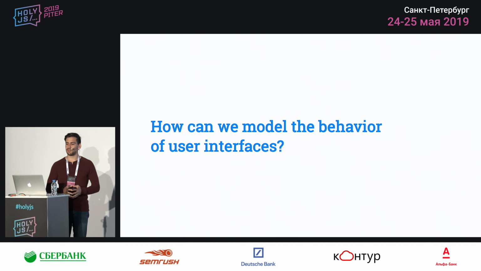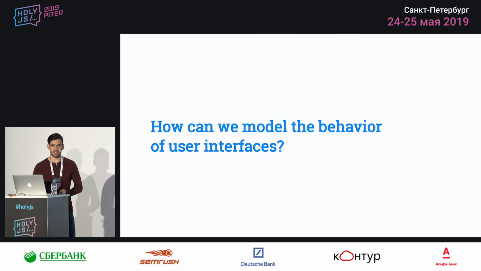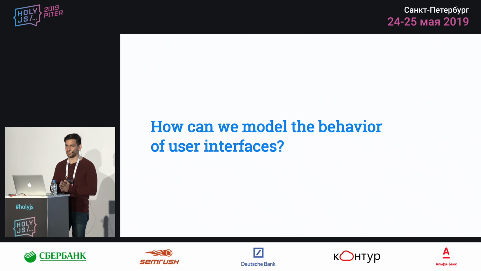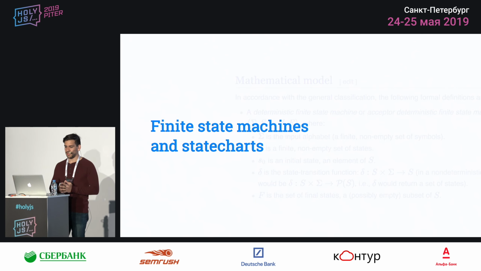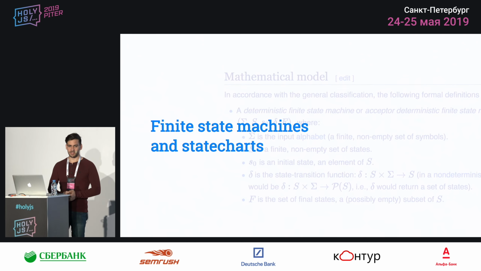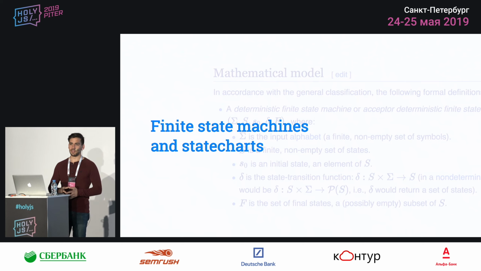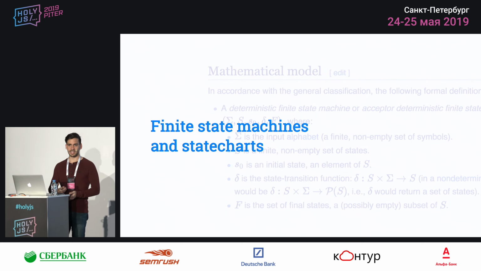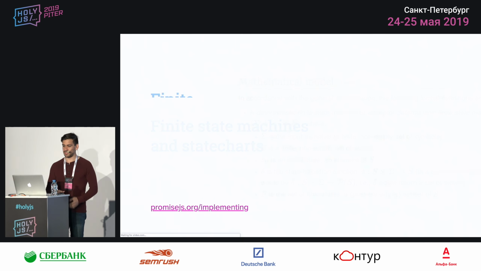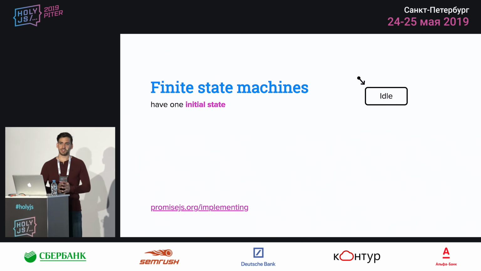So how can we better model the behavior of user interfaces in a declarative way, and in a way that's easy to understand? It turns out the solution has been around for over half a century, and it's called finite state machines. And there's also something called statecharts, which we'll talk about a little bit later. Now, if you go to Wikipedia, there is a mathematical definition of a finite state machine, which says that it is a tuple of 5 parts, so it's a quintuple. A finite state machine has 5 parts.